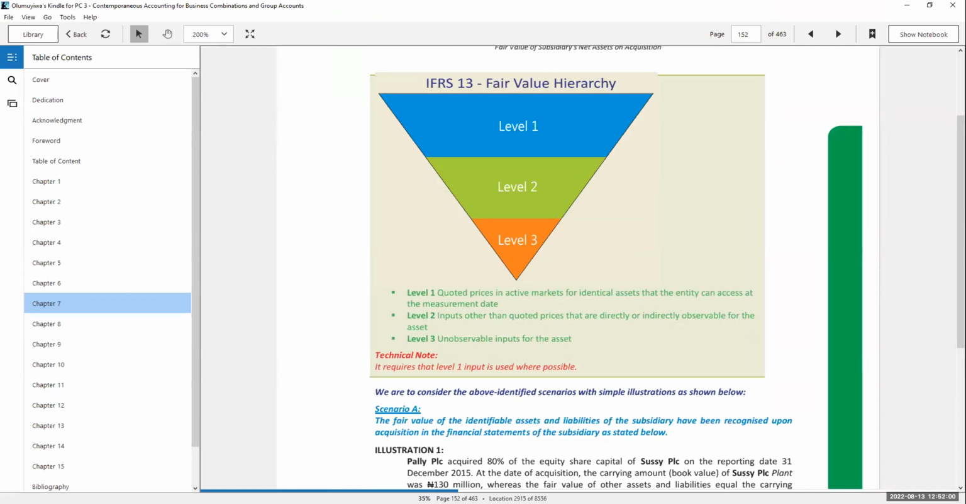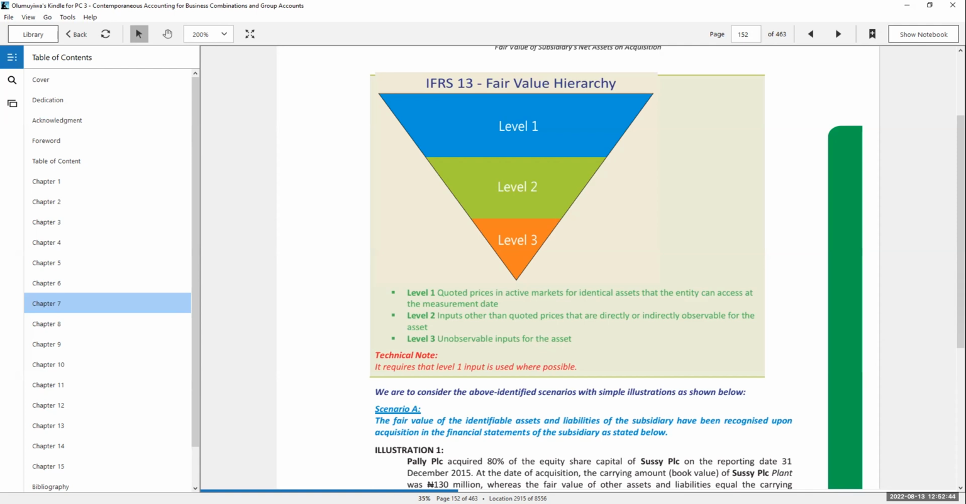Okay. Fair value, IFRS 13, fair value hierarchy. This is level 1, level 2, level 3. Level 1, quoted price in an active market for identifiable assets that the entity can access at the measurement date. Level 2, inputs other than quoted prices that are directly or indirectly observable for the asset. Then level 3, unobservable inputs for the asset. Technical note: it requires that level 1 inputs are used where possible. We are to consider the above identified scenarios with a simple illustration as shown below.